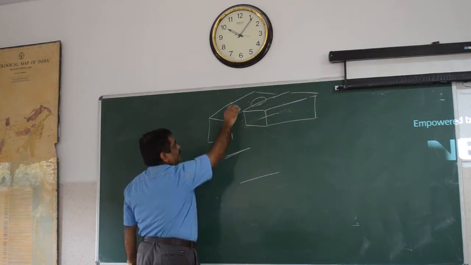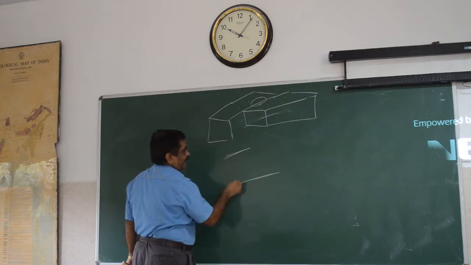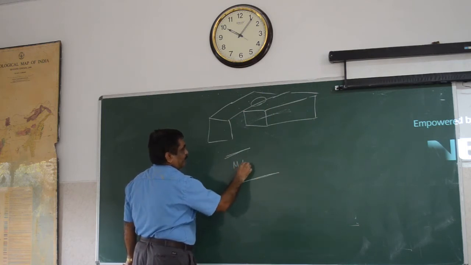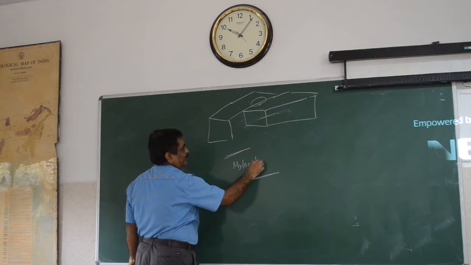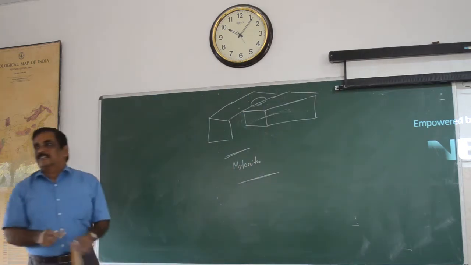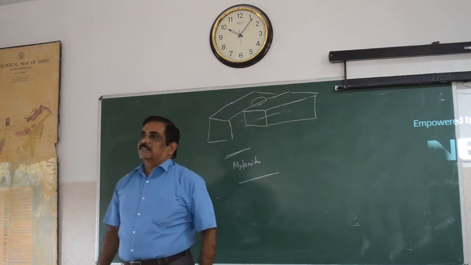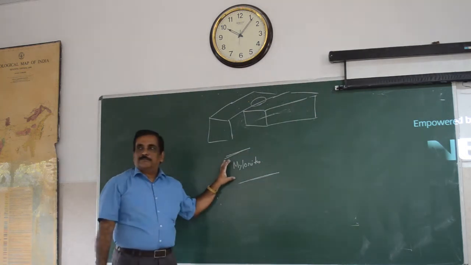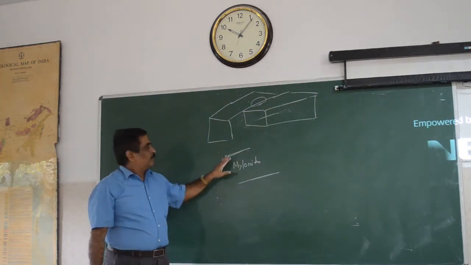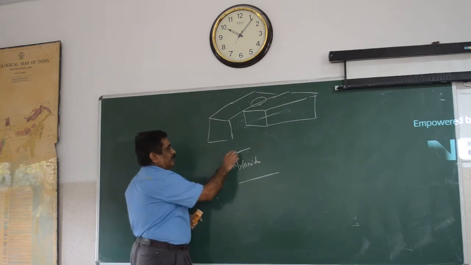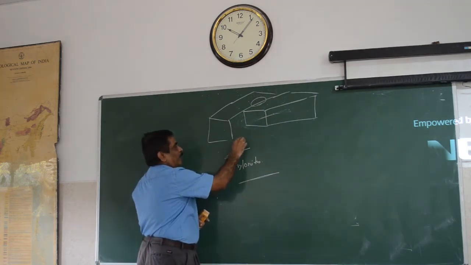This will be this part. This will be this part. And here the mylonites are developed. You just enlarge it. It cannot be a single plane now. It will be a zone. So here the mylonites are developed. So now, this will be the one wall.